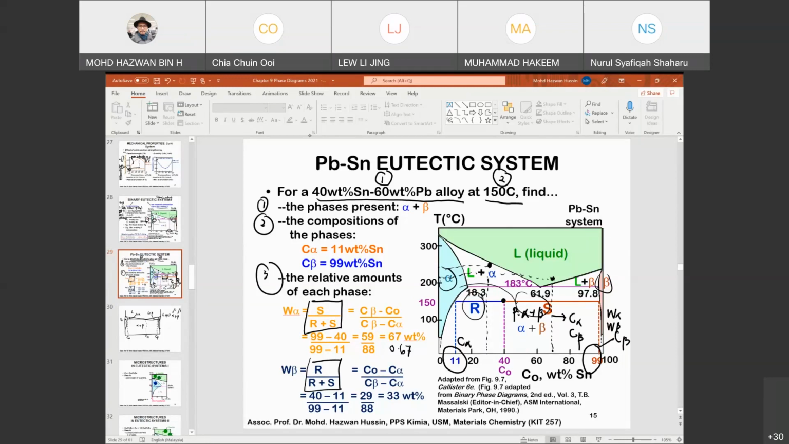So if the question asks for the percentage amount, only then you write it as a percentage. So for beta, the same thing, R over R plus S. You just substitute. R is actually the length, so C naught minus C alpha. So 40 minus 11 over 99 minus 11. Then you will get 0.33. All right, so is it clear?